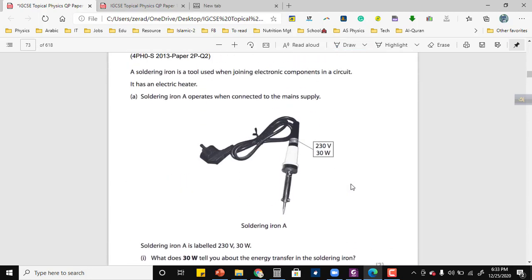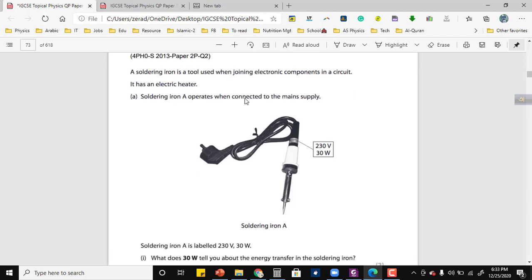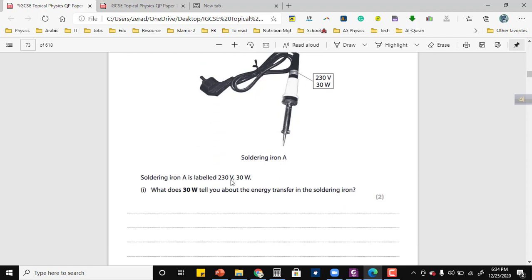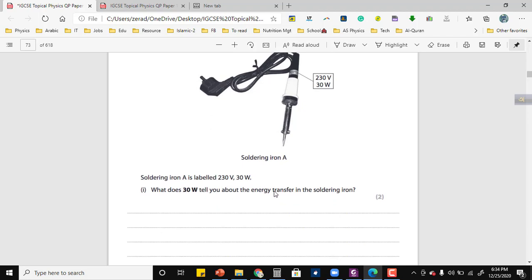Okay, so our next question says a soldering iron is a tool used when joining electronic components in a circuit. It has an electric heater. Soldering iron A operates when connected to the mains supply, so in order to make it operate, it has to be connected with the mains supply. Soldering iron A is labeled with 230 volt and 30 watt. What does 30 watt tell you about the energy transfer in the soldering iron? Okay, so we can understand that 30 watt is telling about the power of the soldering iron.